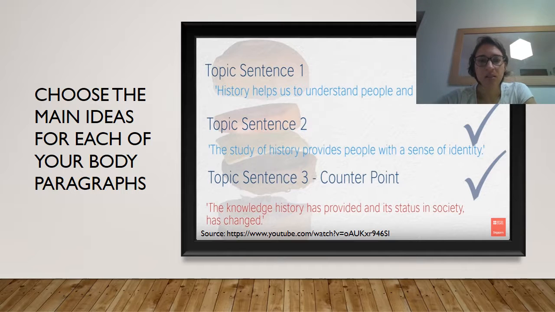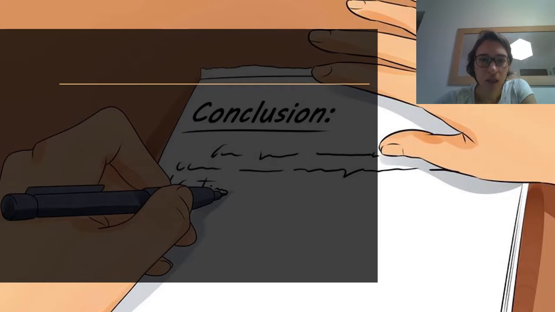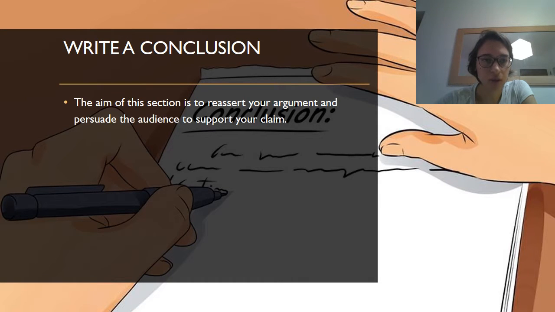Then topic sentence 2, the study of history provides people with a sense of identity. And finally, the counterpoint, the counter-argument. The knowledge history has provided and its status in society has changed. So each of these sentences will be topic sentences for your paragraphs. Then, after developing the body, you're going to come up with a conclusion.